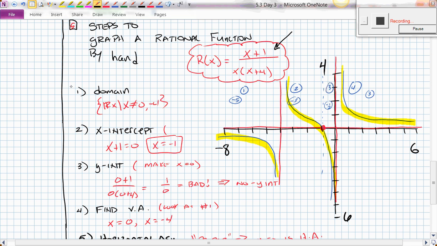So the first thing you want to do, step 1, is find the domain, okay? And the domain, of course, is all real numbers x such that x can't be 0 or negative 4. And we get that from looking at the denominator, setting it equal to 0, and solving.